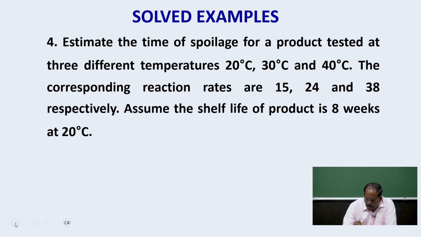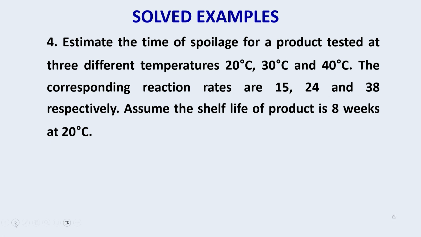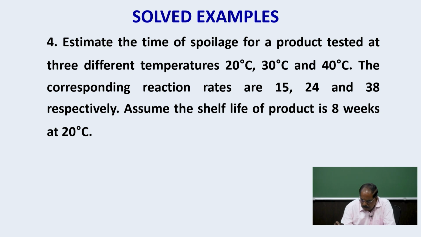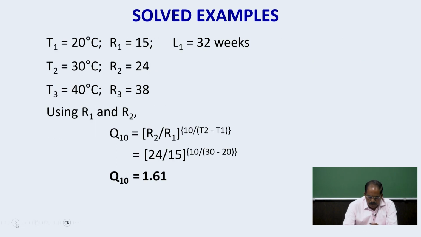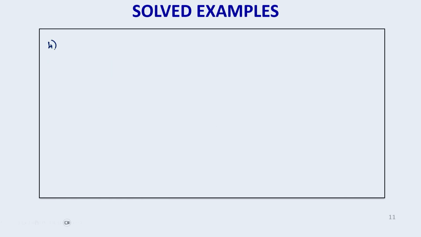Estimate the time of spoilage for a product tested at 3 different temperatures, 20, 30 and 40 degrees centigrade. The corresponding reaction rates are 15, 24 and 38 respectively. So 3 temperatures are given, T1, T2, T3, and 3 reaction rates, 15, 24 and 38 respectively. Assume the shelf life of the product is 8 weeks at 20 degrees centigrade. Let us solve this problem. Problem number 4, based on the Q10 model.